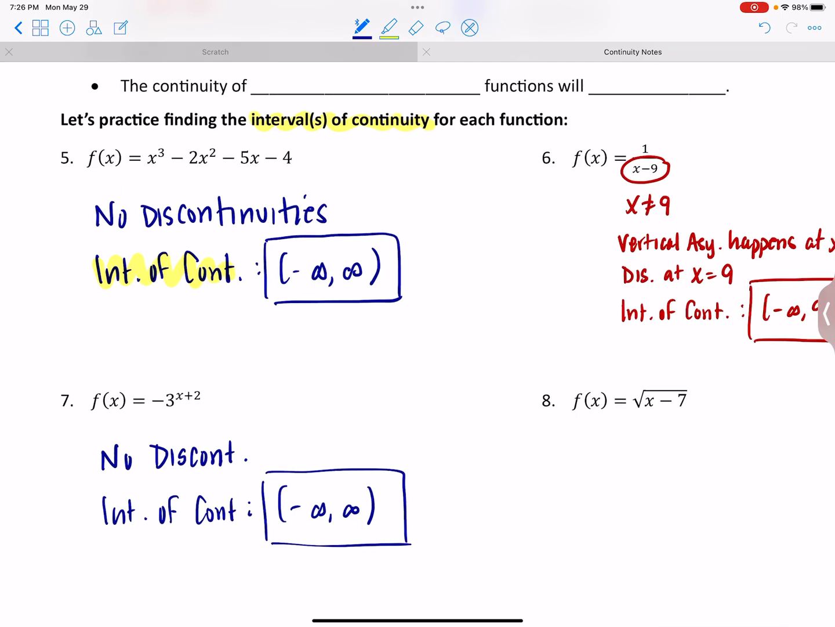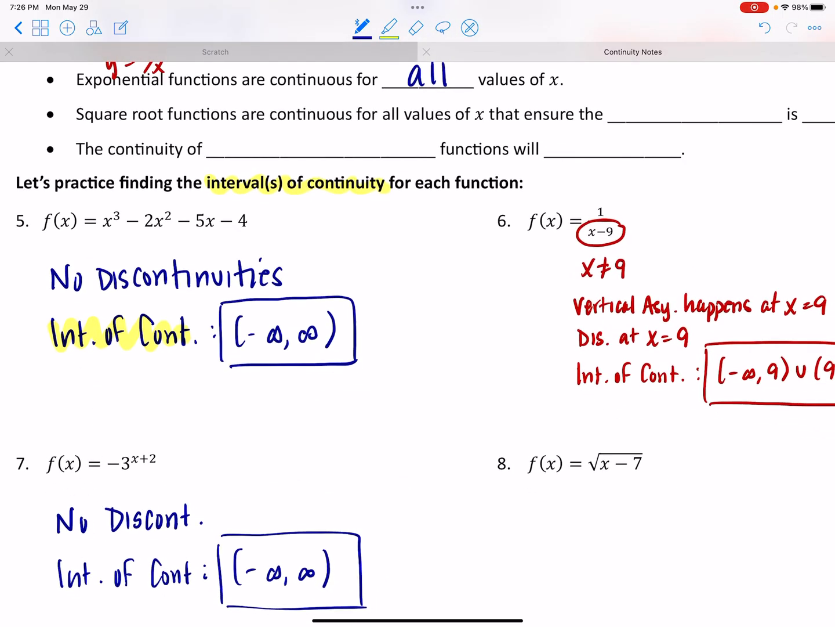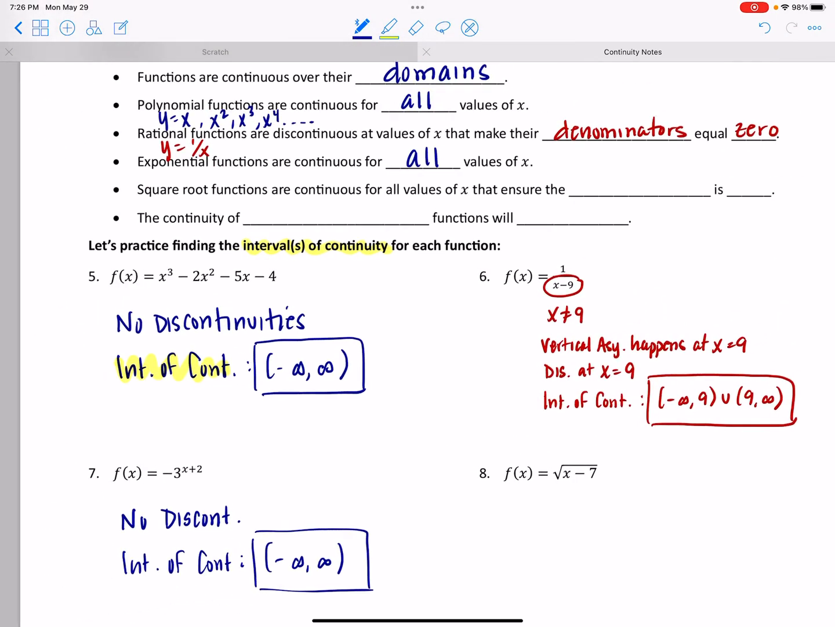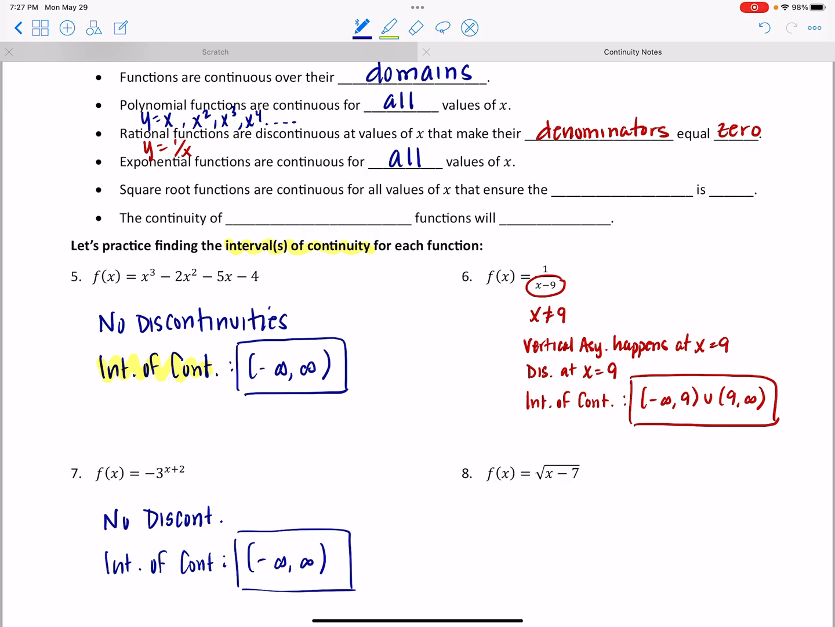Okay, now if we look at number 8, we have a square root function. Now a square root function has limitations, just like a rational function has limitations. A rational function, or a fraction, can't have a 0 in the denominator. If we're talking about a square root, we can't take the square root of anything that's less than 0. So square root functions are going to be continuous, again, over their domain.